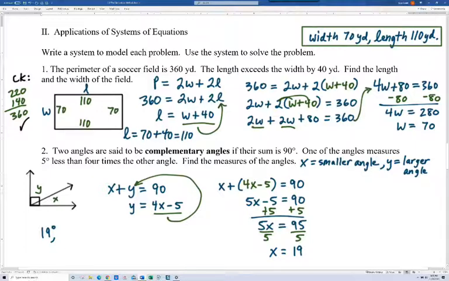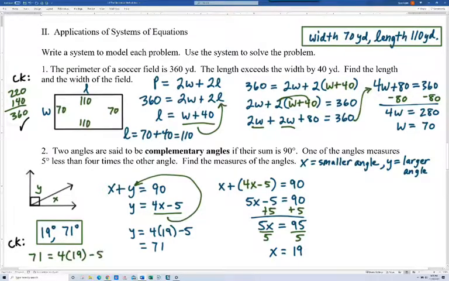Now to find the bigger angle, which we called y, or the larger angle, we have an equation y equals 4x minus 5. So I'm just going to plug in 19 for x, and when you do that, you should get 71. And so there's my two angles. Now to check this, notice that 19 plus 71 does equal 90. The other question is, does y equal 4 times x minus 5? Or does 71 equal 4 times 19 minus 5? And you can verify that that is true.